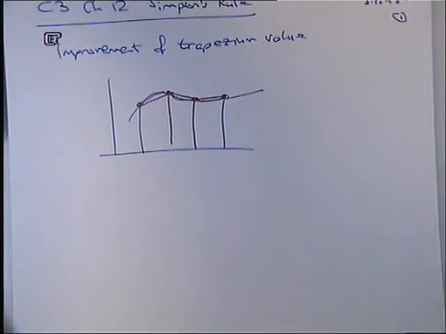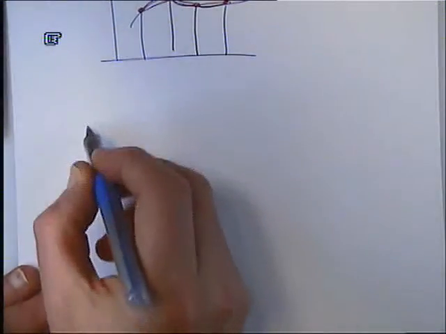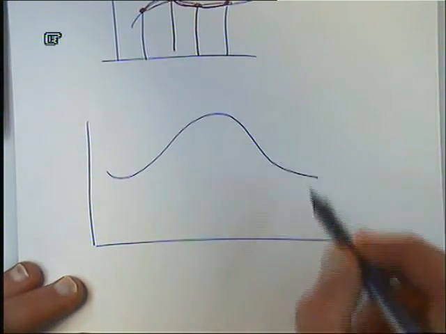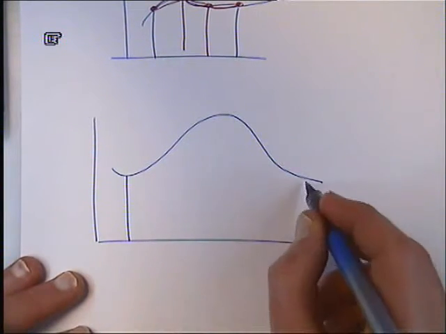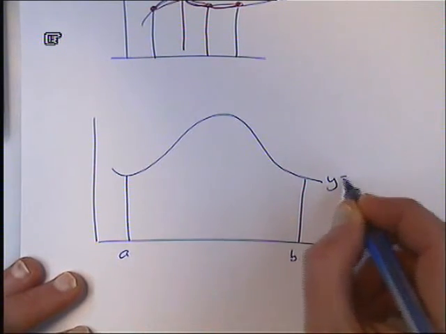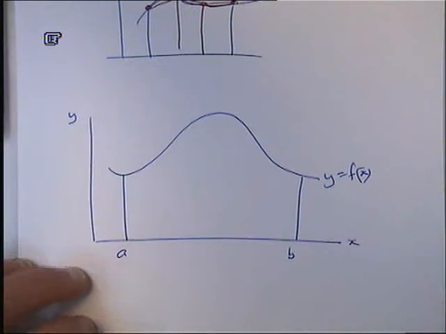So, if I do a slightly better sketch down here, which I suggest you do, this is C3, chapter 12. Okay, here we go. We're going to try and do that integration between there and there. I'll call that A, I'll call that B, I'll call that my function, x-axis, y-axis.